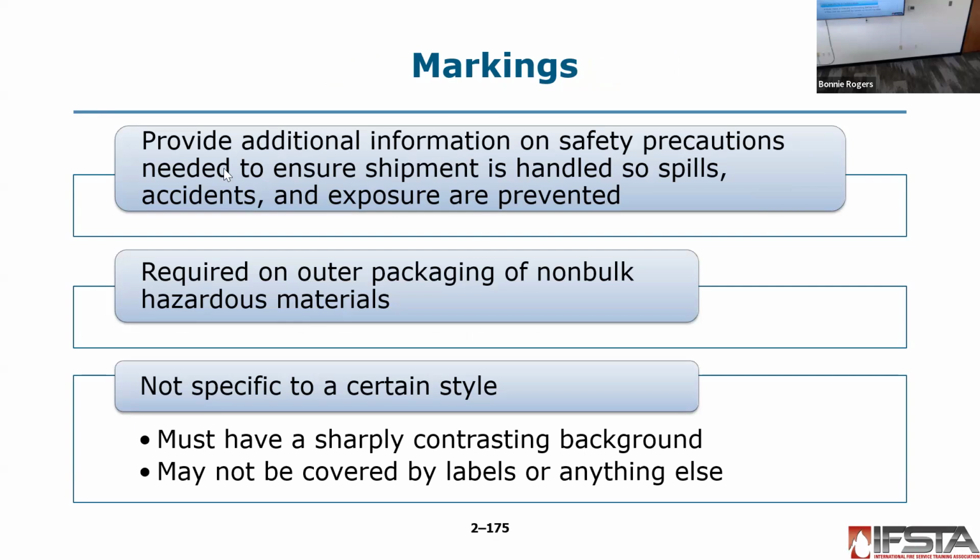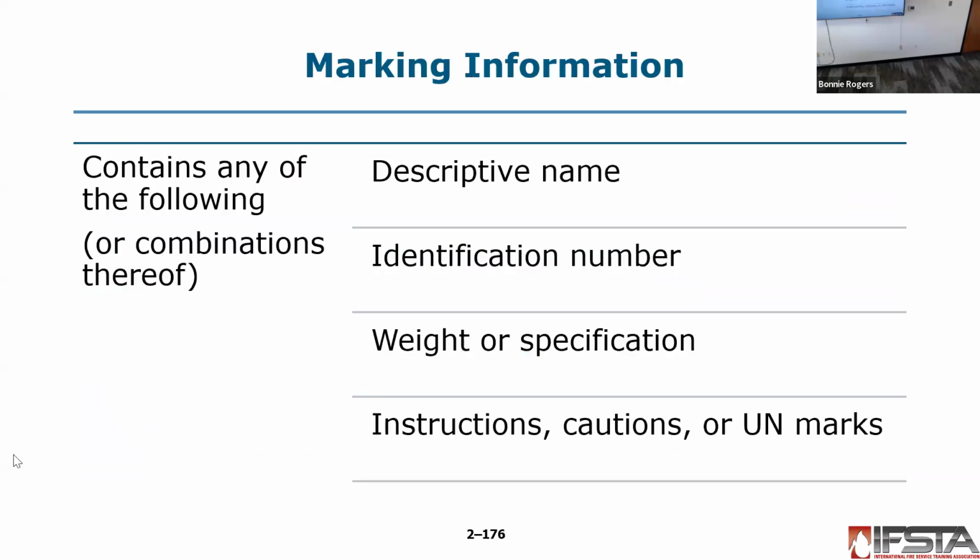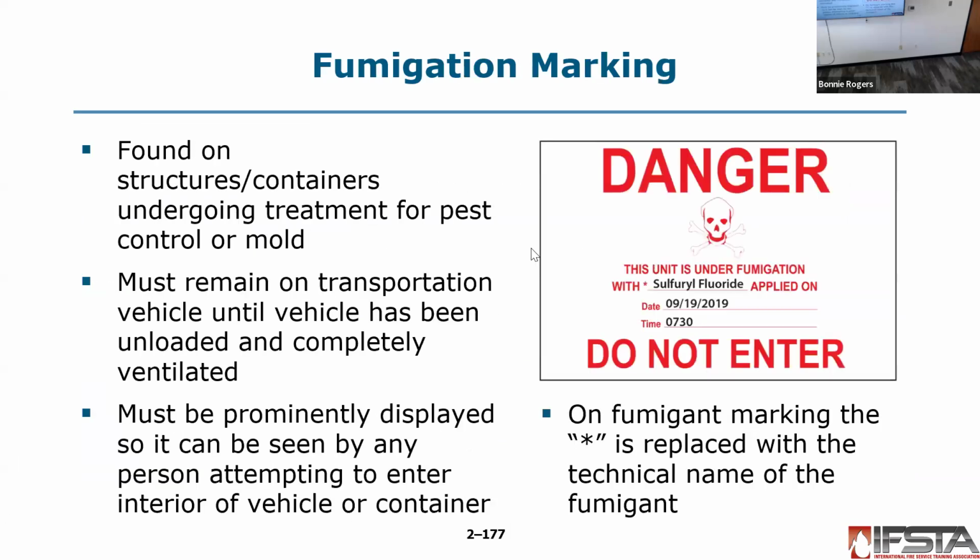Okay, then we have markings. These might be additional safety precautions, if there is a spill or accident, to help prevent exposures. These are required on the outer packaging of bulk packages. The styles sometimes vary, but they need to be sharply contrasting and can't be covered. They may have the descriptive name, the identification number, or specifications for any instructions or precautions. So here's an example of one.